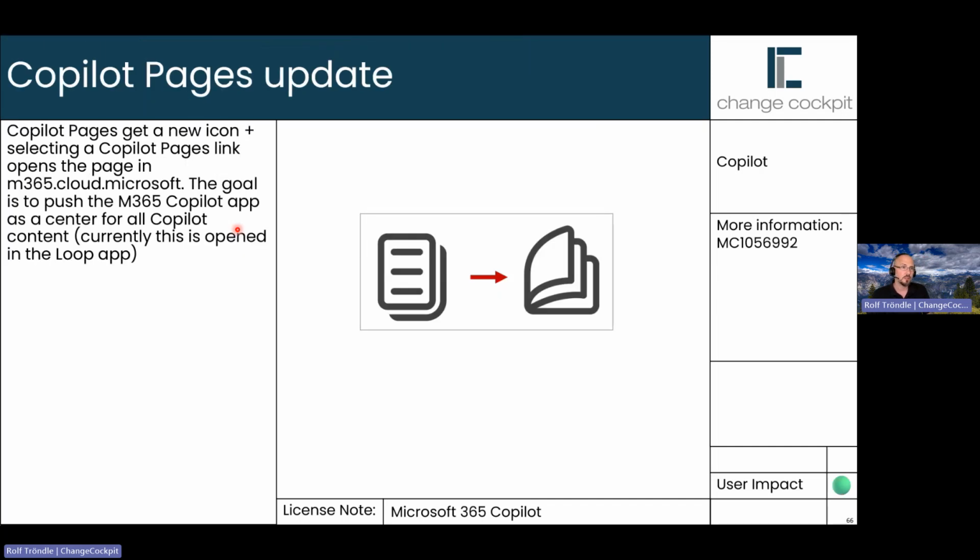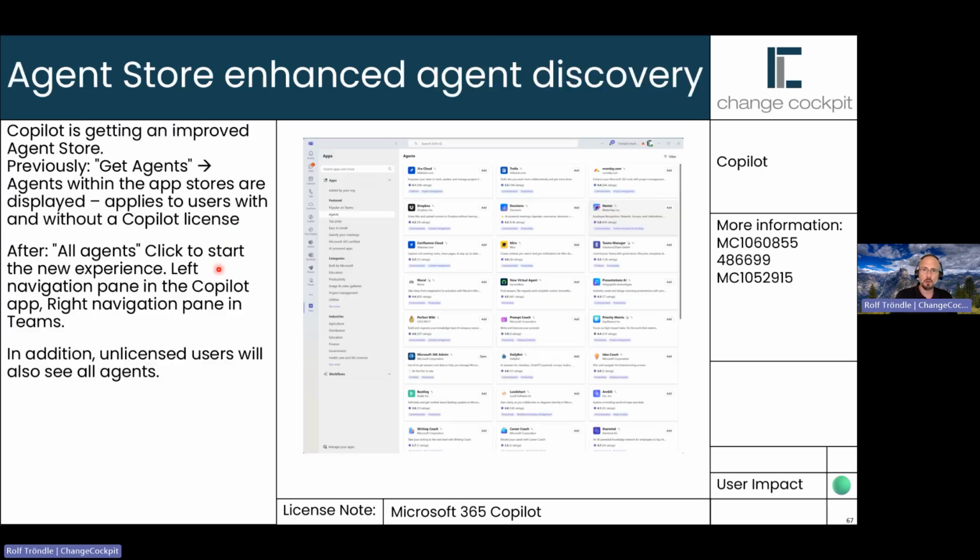Copilot pages will get another update. You will get a new icon and it will change where it opens. If you click on a Copilot page link, till now, because it's a Loop component, it opens in the Loop web app in the browser. Afterwards, this will change to m365.cloud.microsoft. That's the Copilot app, because Microsoft wants to have everything that's Copilot together in the Copilot app. And that's why it will be opened in the Copilot app after this change has rolled out.